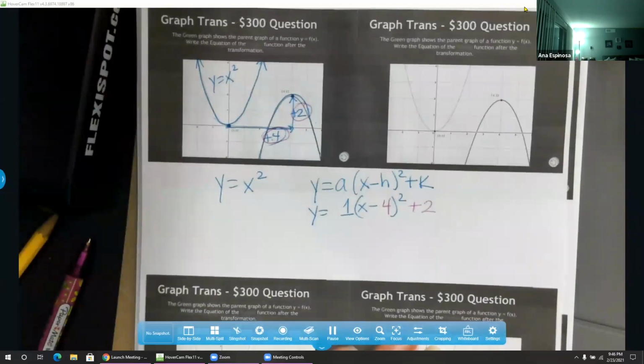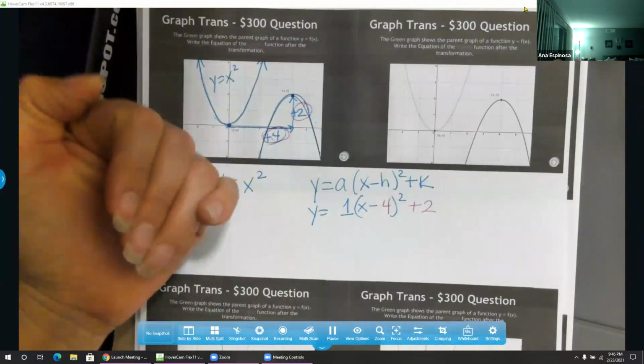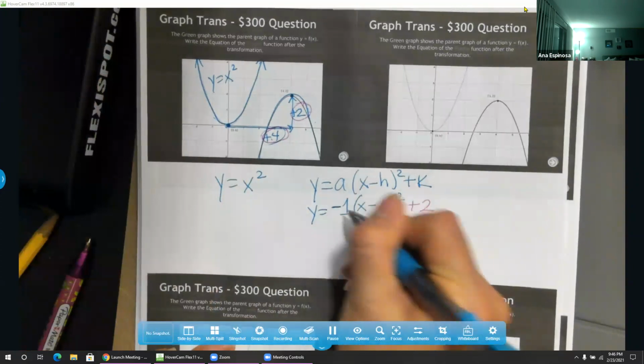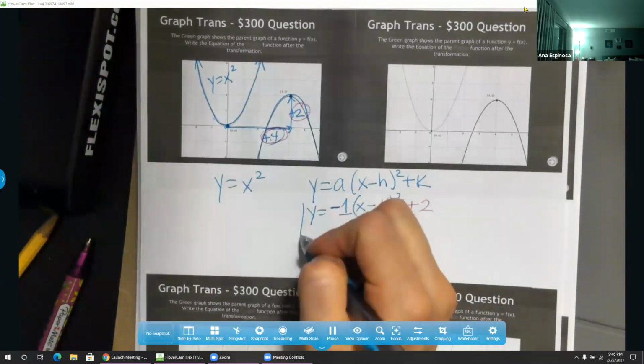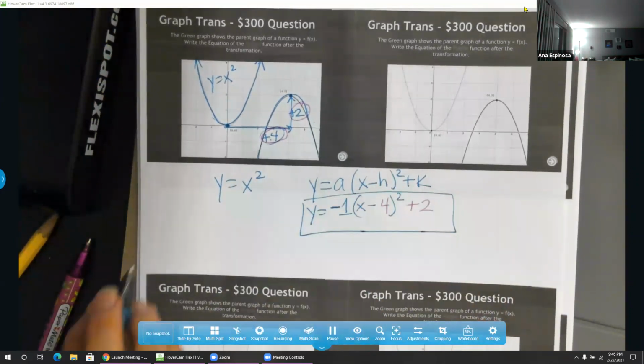Oh, and I forgot. Oh my goodness. The width didn't change, but it is flipped upside down. So there is a negative. I forgot about that. My goodness. So this is the new equation. Should have put that in pink.